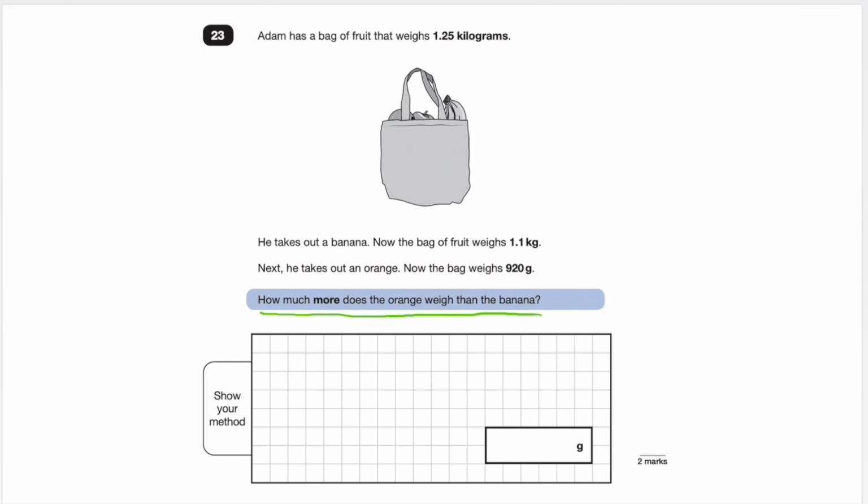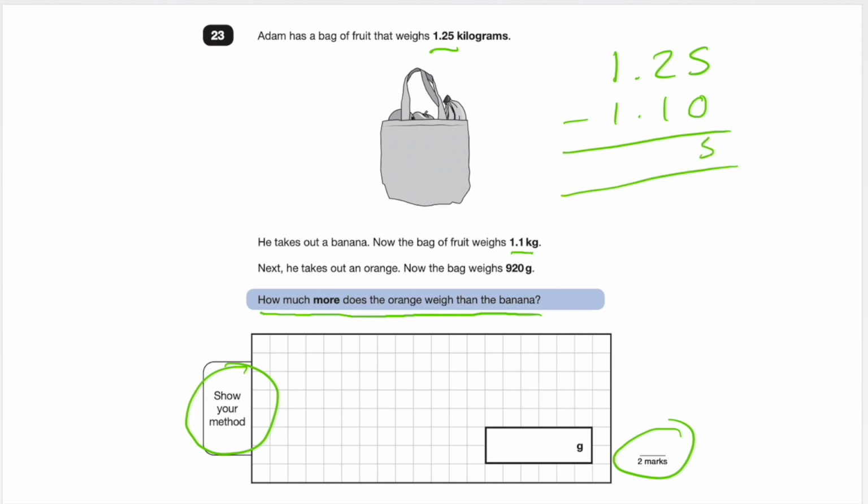Oof, this is going to be a bit of a tricky one to work out. We're going to show our method, it's worth 2 marks, so we know we're going to have some multiple steps here to do. Right, first things first. He takes out the banana. Now the bag of fruit weighs 1.1. So the difference between the 1.25 and the 1.1 is going to be the weight of the banana. Let's do that first. 1.25 subtract 1.1. Put back our placeholder, make it 1.10.